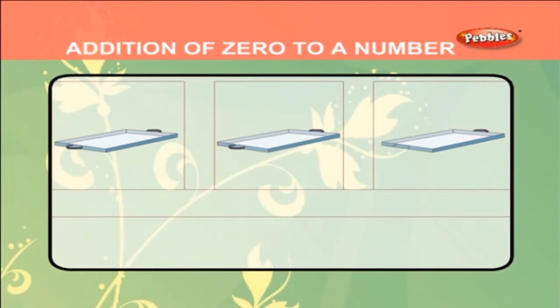In the same way, there are 1, 2, 3, 4, 5, 6 cups in tray 1 and no cups in tray 2. We say it as 6 plus 0 is equal to 6.